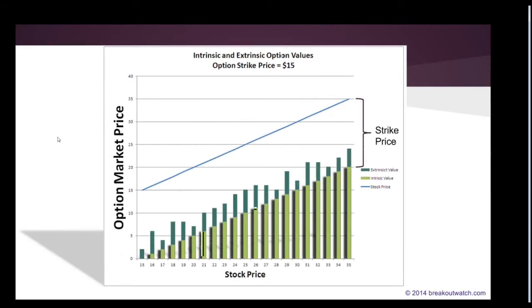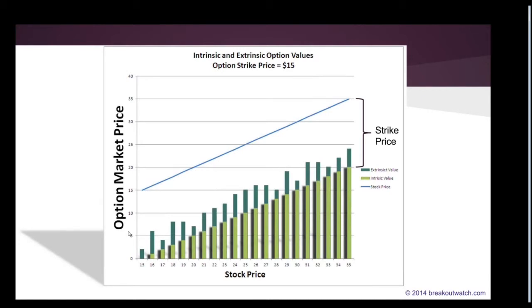So for instance, in an actual stock that's selling for $15 that magically goes up in a straight line like this, the lighter colored green bars is the intrinsic value. That's simply the difference between the stock price and the strike price, which in this case is $15. But if you notice this, the upper part of this bar is fluctuating. It's always a little bit more than the intrinsic value, but it's going up and down, up and down.